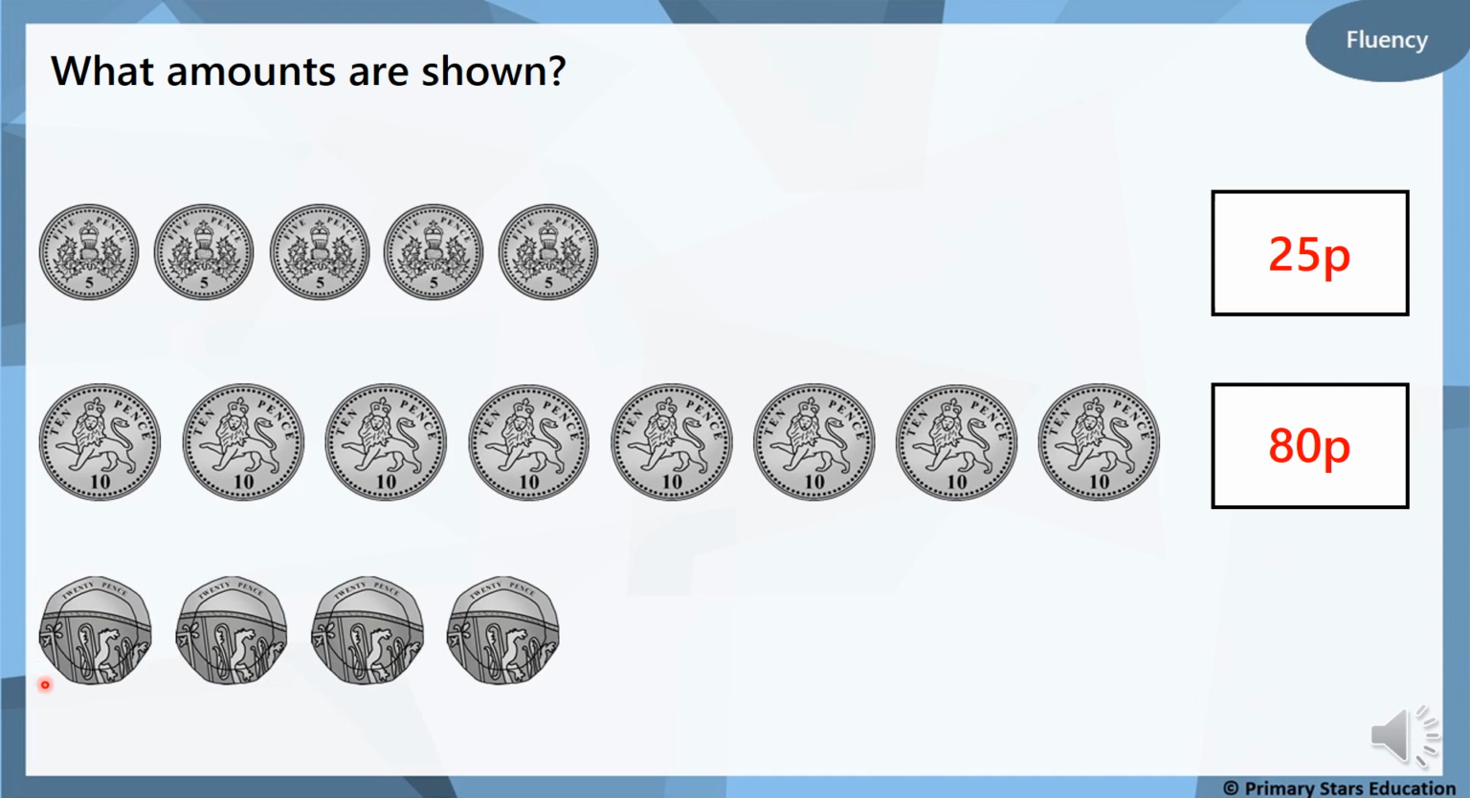Now, can you remember what the value of this coin at the bottom is? It's a 20p, so it's a bit trickier because we're going to count in 20s. So we're going to count 20, 40, 60, 80. So we have got 80p.